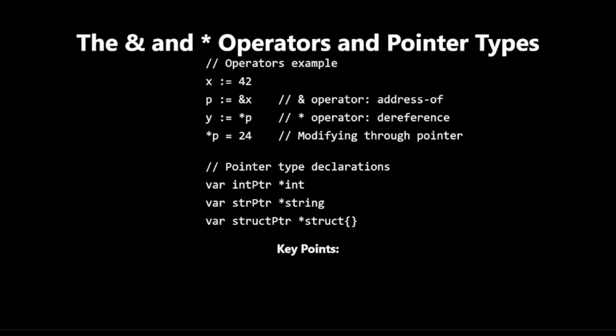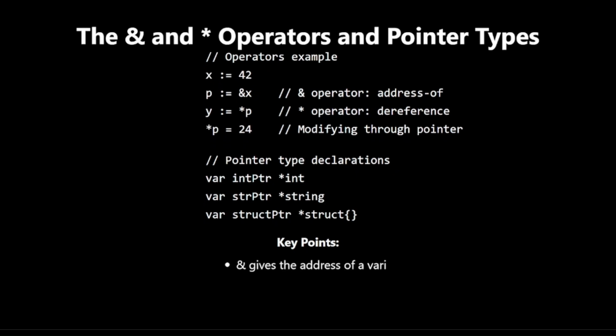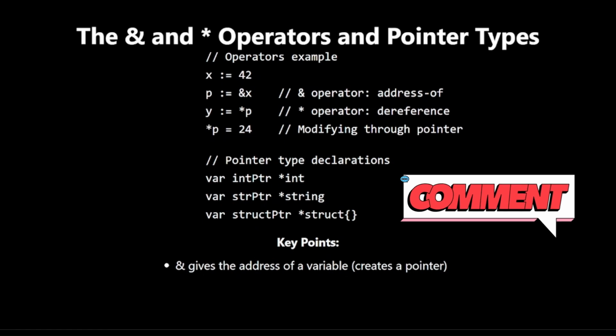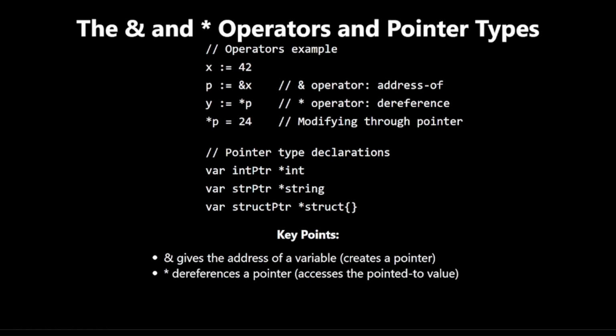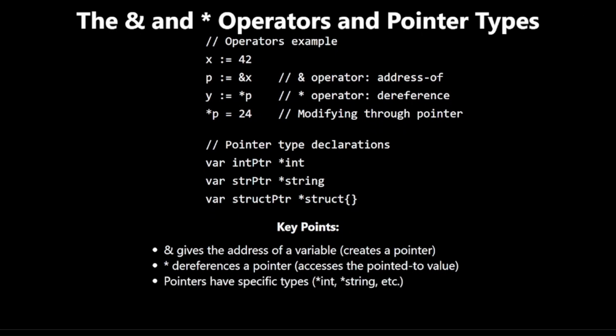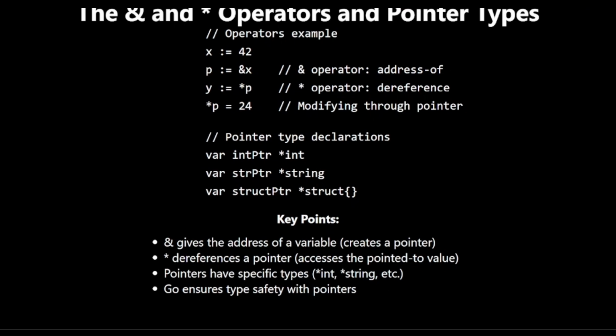Key points. & gives the address of a variable and creates a pointer. * dereferences a pointer and accesses the pointed-to value. Pointers have specific types, *int, *string, etc. Go ensures type safety with pointers.